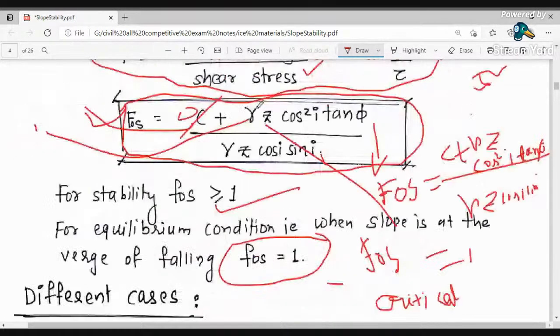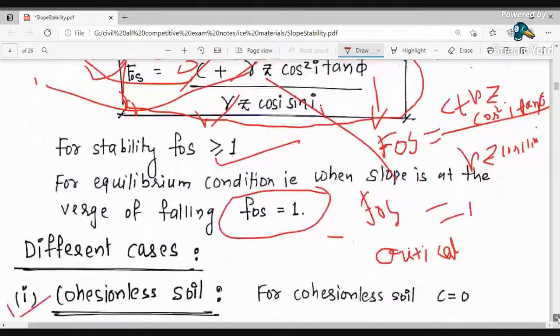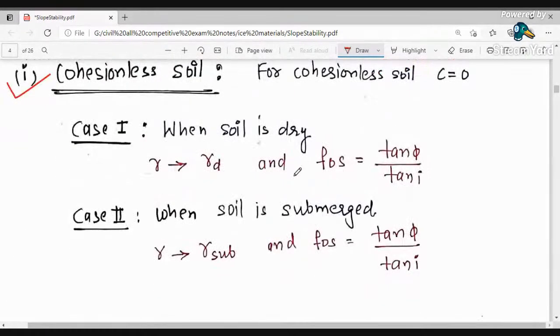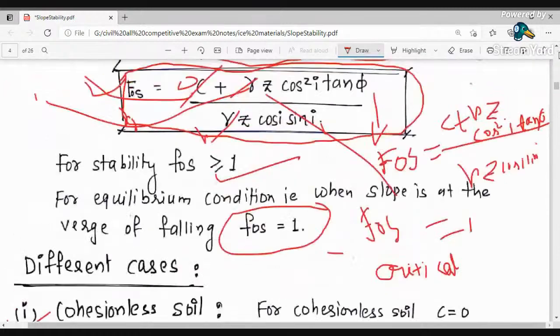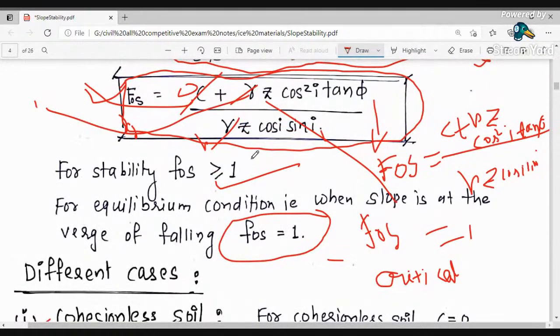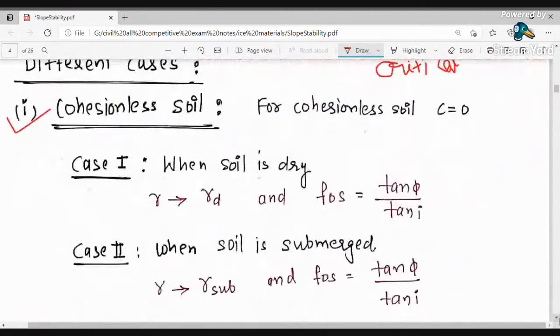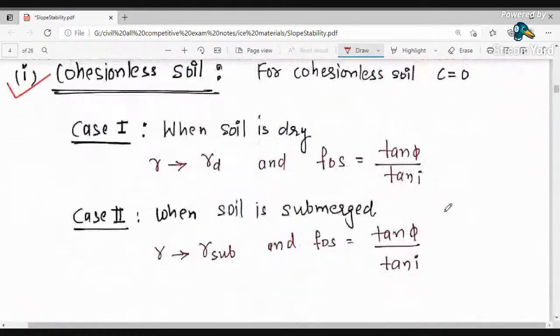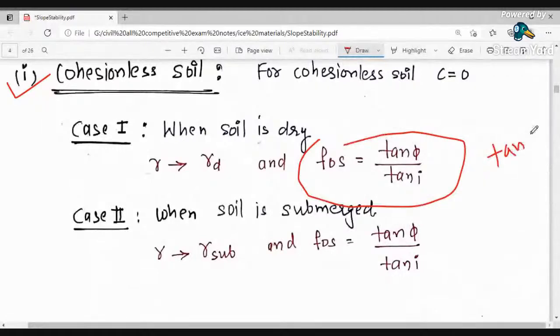And gamma should be gamma dry, and this gamma also gamma dry, because it is a dry soil, if you are assuming the dry soil. Then we are left with the factor of safety equal to tan phi by tan i. So the factor of safety is basically tan phi. It is actually independent of cohesion, only dependent upon the angle of internal friction and the inclined angle, right?